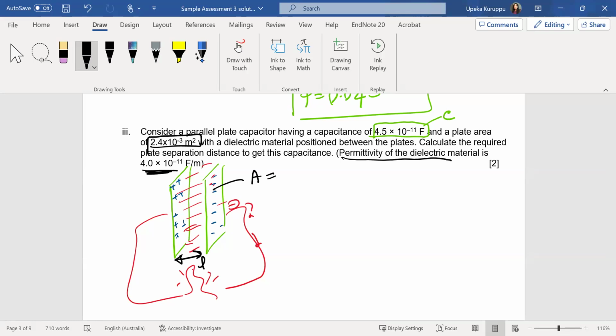So can you find me the equation for capacitance? Capacitance equals permittivity times area divided by L, is that right? So here everything is given to you: the capacitance, the permittivity, the area. You just need to find L. So you make L the subject. That will be permittivity times the area divided by the capacitance. Am I right? You just need to rearrange the equation.